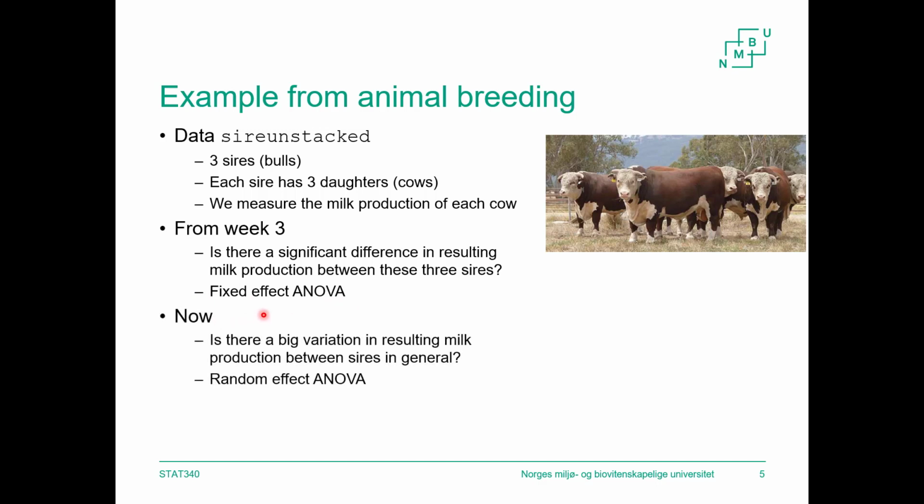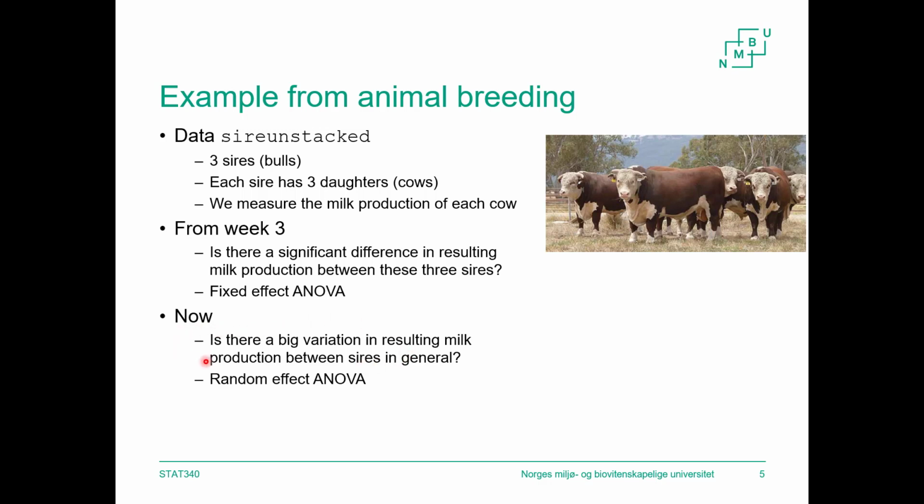We could also imagine another sort of question. Is there a big variation in resulting milk production between sires in general? So we are no longer interested in these particular 3 bulls. We are more asking, is there a point in selecting a particular sire for breeding purposes? Or is this milk production more or less the same, regardless of which sire you choose, right? Because if it is, it doesn't matter which sire you choose, right?